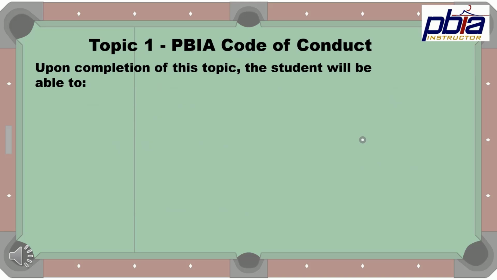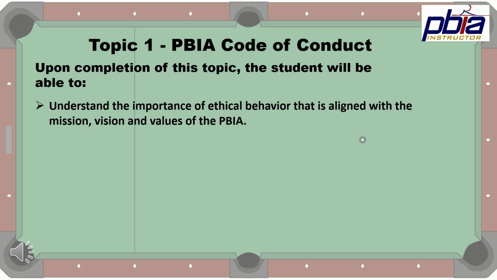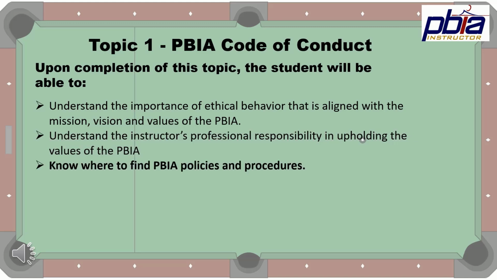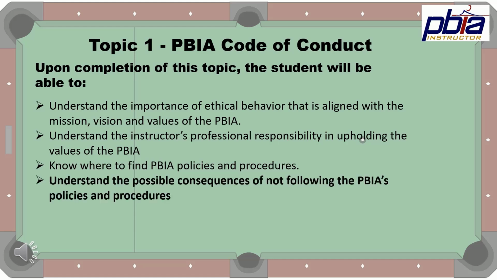Topic 1. The PBIA Code of Conduct. Upon completion of this topic, the student will be able to understand the importance of ethical behavior that is aligned with the mission, vision, and values of the PBIA. Understand the instructor's professional responsibility in upholding the values of the PBIA. Know where to find PBIA policies and procedures. Understand the possible consequences of not following the PBIA's policies and procedures.